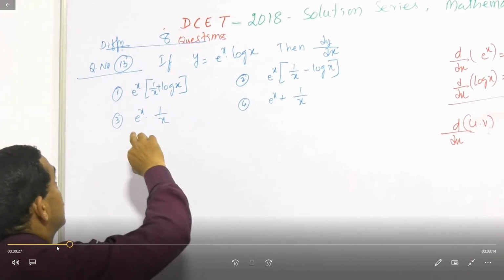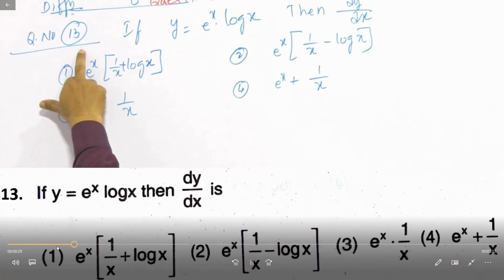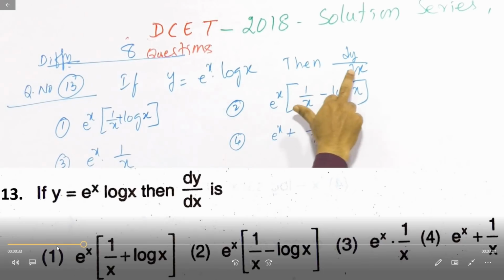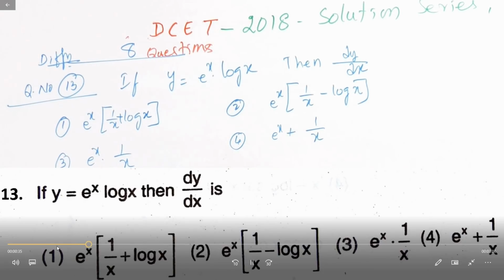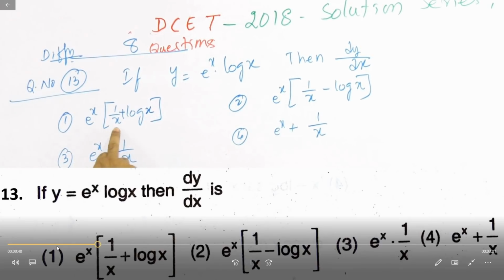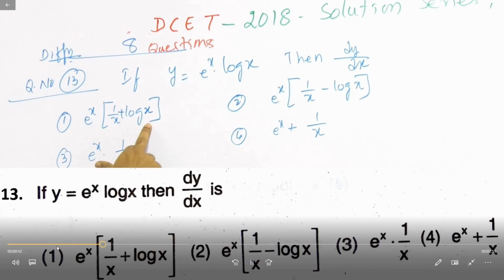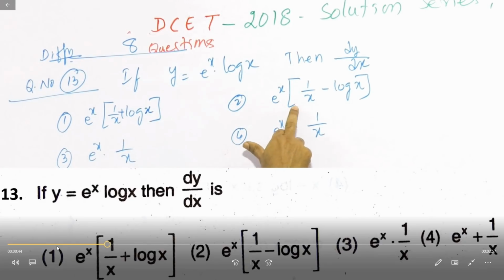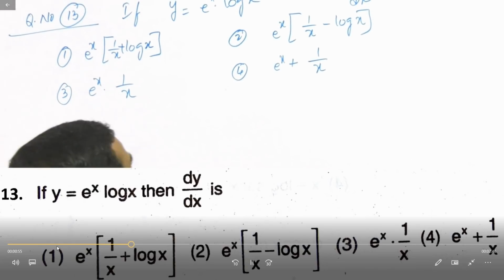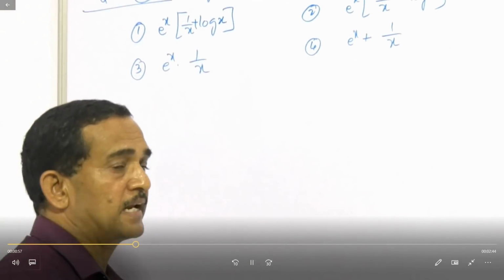The first question is question number 13. If y is equal to e to the power of x into log x, then find dy by dx. So now see, here they have given 4 answers. One is e to the power of x into 1 by x plus log x. Second one is e to the power of x into 1 by x minus log x, and the third one is e to the power of x into 1 by x, and the fourth answer is e to the power of x into 1 plus 1 by x. Now see here, out of these 4 answers which is right.